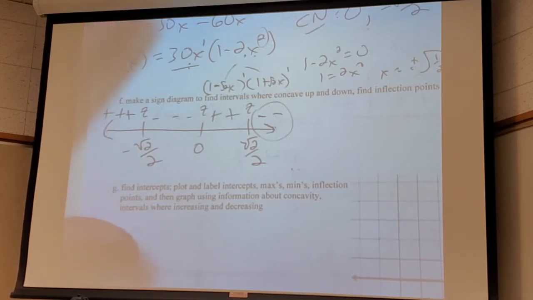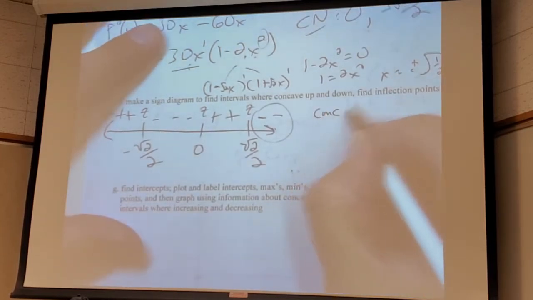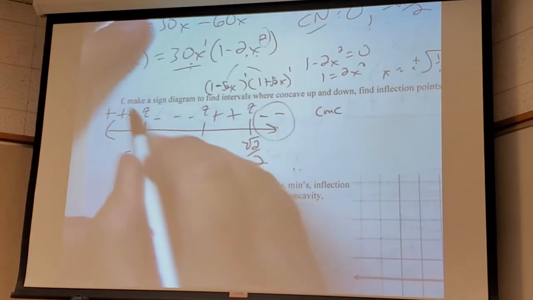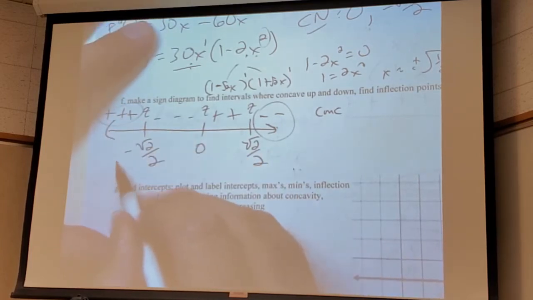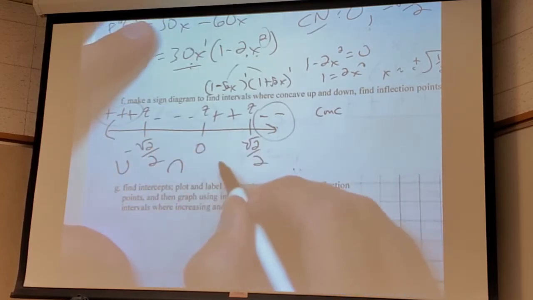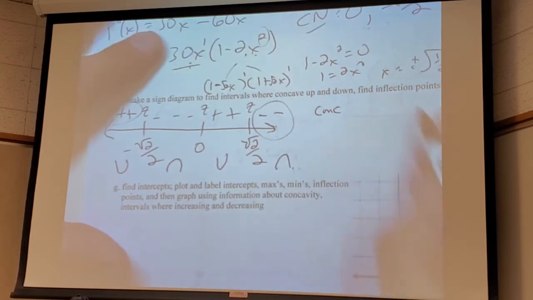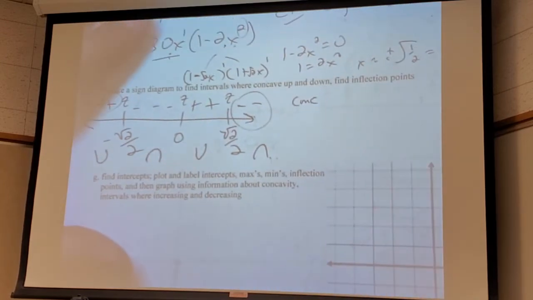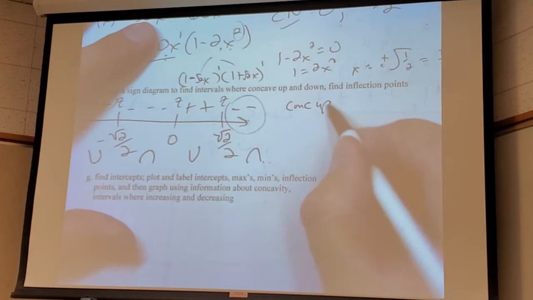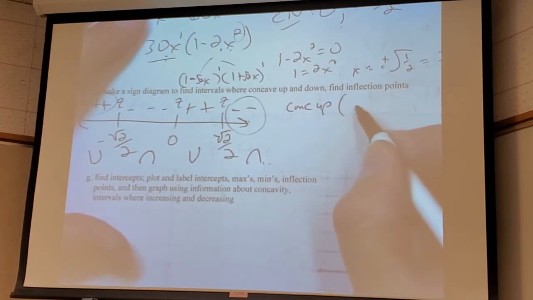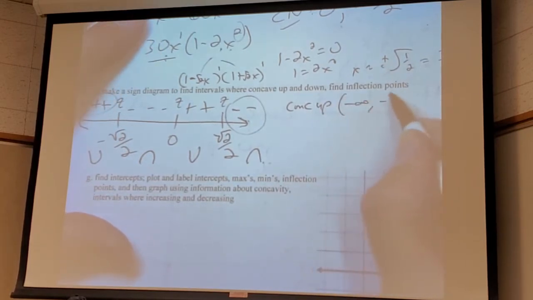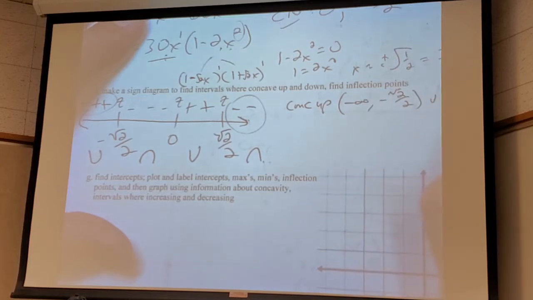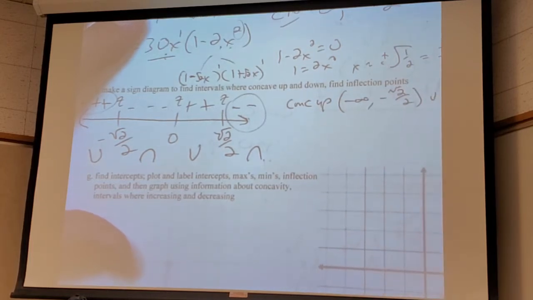Okay, so where is this concave, and what can I draw underneath if I want to? What does this mean? Up, down, up, down. So then, where is it concave up? Negative square root 2 over 2 to 0, or 0 to square root 2. I mean, this is easy now, right?